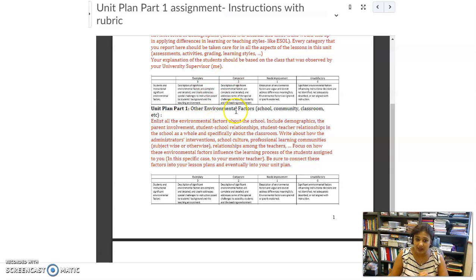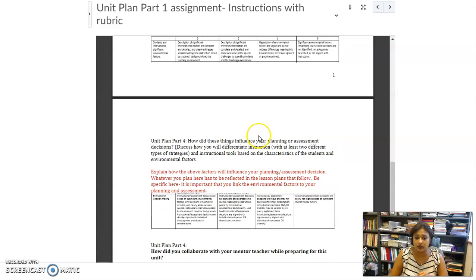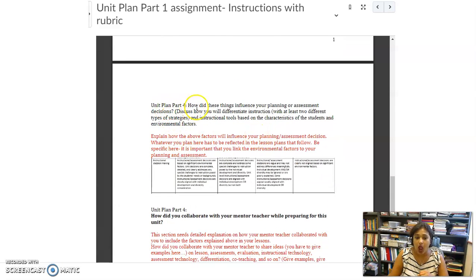Once you write these two is when you answer the third part of it, which is how are these things influencing your planning? Okay, for example, I'll give you. Suppose your classroom arrangement, the seats are very close or you have lots of ample desks and chairs and centers. So my planning involved a lot of group work because of the classroom arrangement or the way the furniture and all the tables and chairs are placed. So you have to talk.